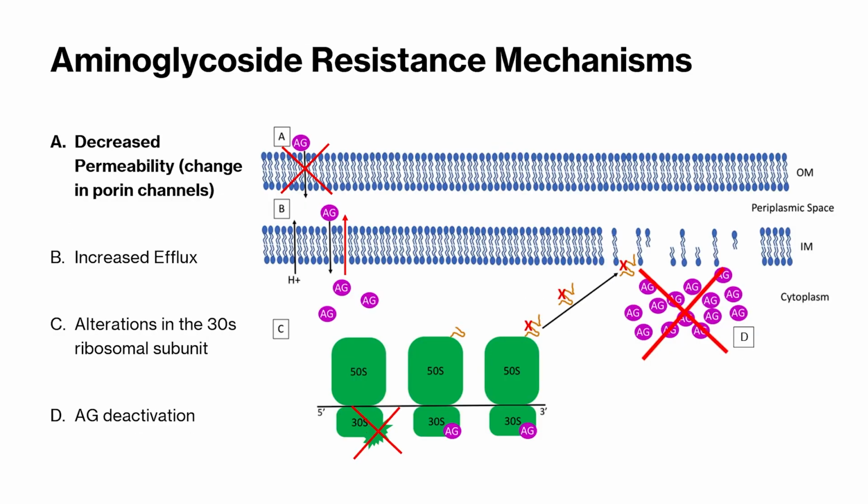So how does resistance occur in aminoglycosides? The main one to remember is decreased permeability. There are ways that permeability can be decreased in these bacteria. One of the ways is the change in porin channels. There could be a mutation that causes fewer porin channels to be on the outer membrane. Well, since there are fewer porin channels on the outer membrane, that means aminoglycoside can't get in, and that means the bacteria is resistant to aminoglycosides.